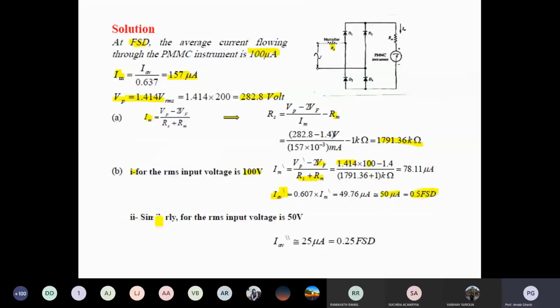And for the second case it is 50 volt. It was 100 volt, now it is 50 volt, so you can replace that 100 by 50. So it is coming directly 1/4, that is 25 microampere. That is why you are getting 0.25 of the full FSD. The mathematical steps are simple, and I think you are able to understand.